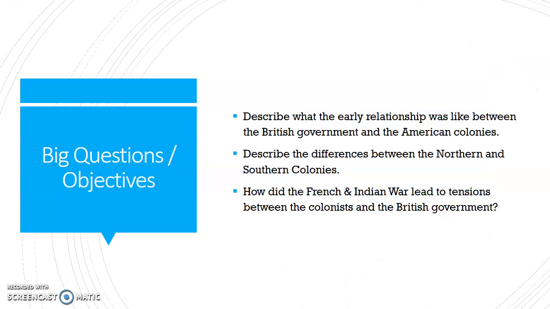Our big questions, or objectives, because I have two of them that aren't really questions, are these. Describe what the early relationship was like between the British government and the American colonies. Describe the differences between the northern and southern colonies. And then I want to know, how did the French and Indian War lead to tensions between the colonists and the British government?